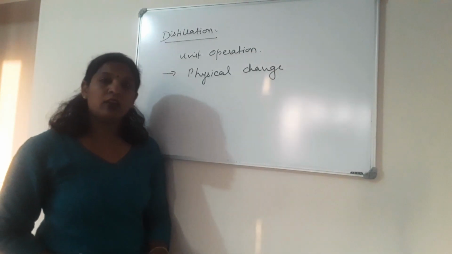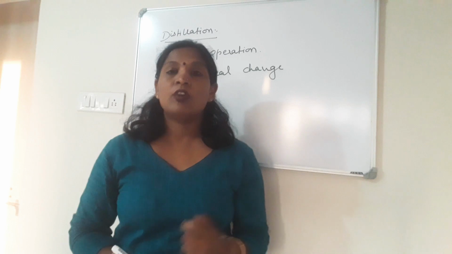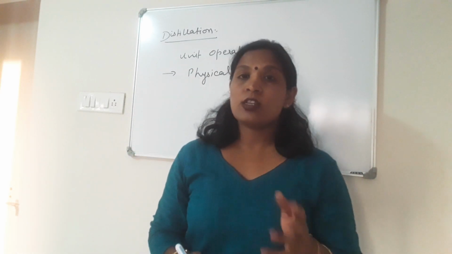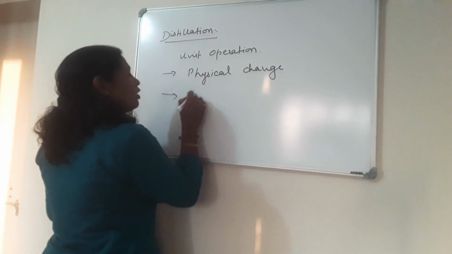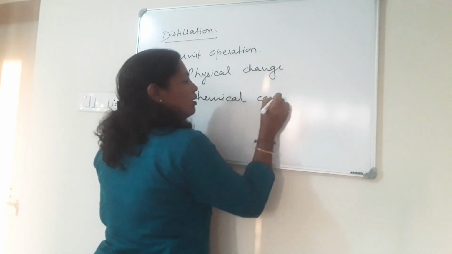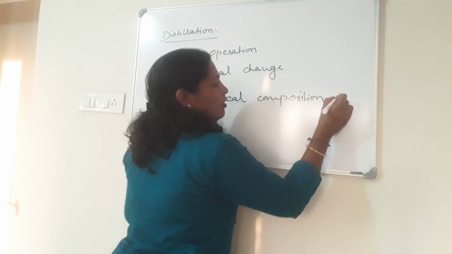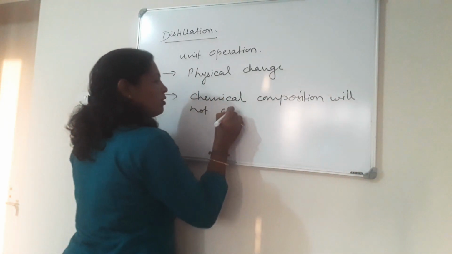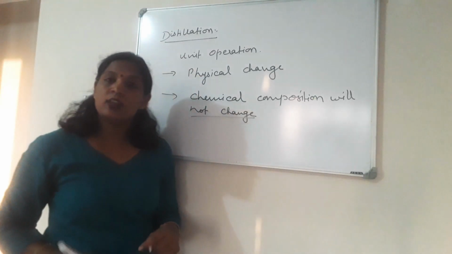For example, if we talk about filtration, when we are doing filtration, what will happen? There will be separation of solid from liquid using the filter media. There is no change in chemical composition of solid or liquid. So that is the unit operation.